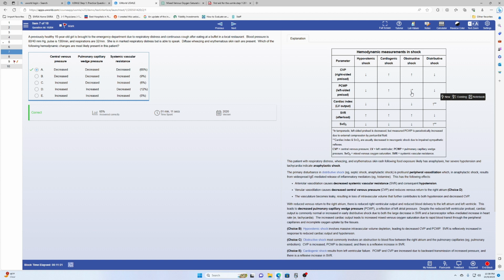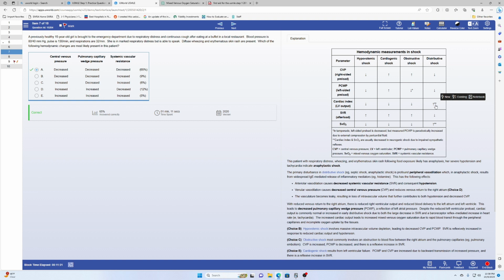Okay, for me, it completely makes sense. If it doesn't make sense, again, go back to ChatGPT and have it explain it to you. All right. Now, second part of the star is cardiac index and SVO2 are usually decreased in neurogenic shock due to impaired sympathetic reflex. So in neurogenic shock, which is considered a distributive shock, the cardiac index is low and the SVO2 is low. Again, if it doesn't make sense to you, go to ChatGPT. But in this case, it makes sense.